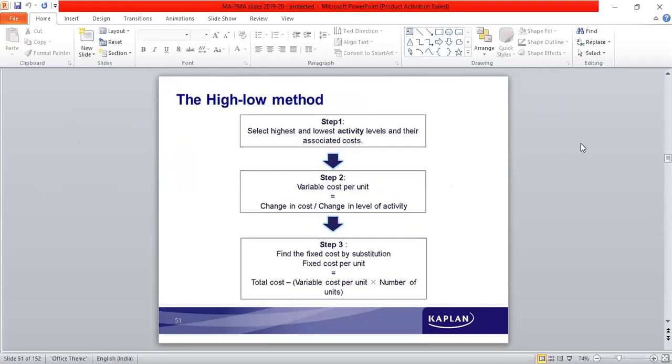Now, how do we separate these semi-variable costs? We will take up a numerical question based on the high-low method. I want all of you also to open your notebook. We will work out the high-low method. Be ready with your notebooks.